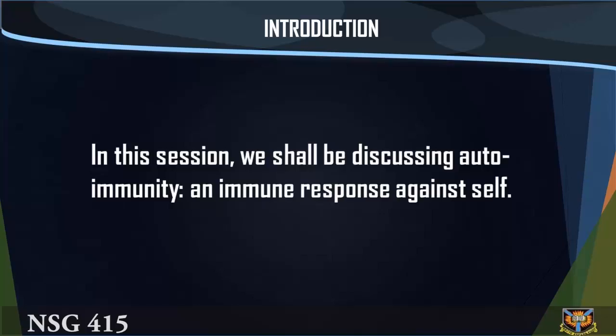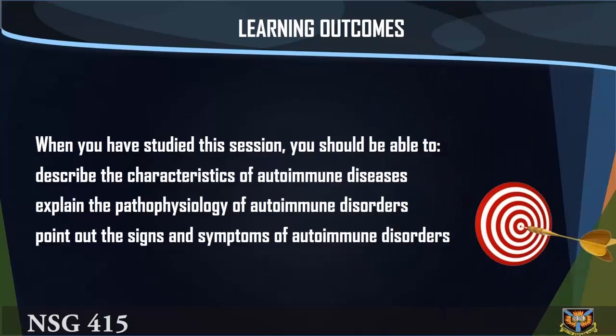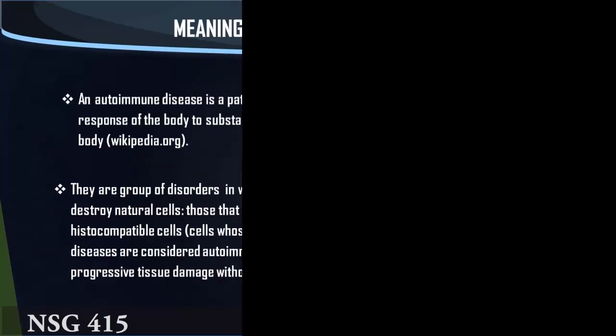Autoimmune Disorders. Introduction. In this study section, we shall be discussing autoimmunity and immune response against self. Learning outcomes. When you have studied this section, you should be able to describe the characteristics of autoimmune diseases. Explain the pathophysiology of autoimmune disorders.